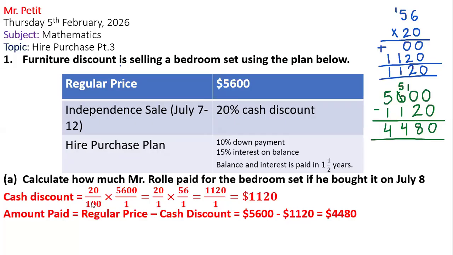4,480. So first we have to find the cash discount, because remember, he's buying this on July 8th, and July 8th is the time for the independent sale. So we first find the cash discount, which we got is 1,120. Then we do the amount paid, which is regular price minus cash discount, which gives us 4,480, and that's how we're going to do it. So that is the way we do it.